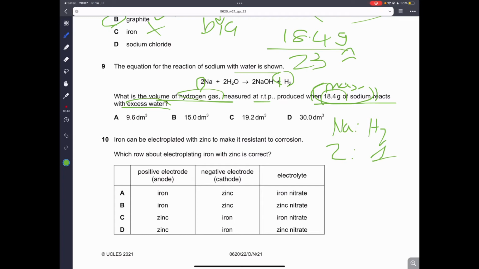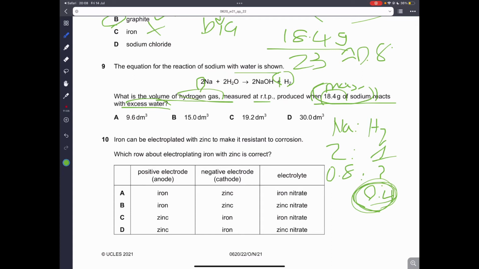So we get 0.8. Now 0.8 is to something. So basically, we just have to halve the 0.8 by 2 again, so that we will get the moles of hydrogen, which is 0.4. Now we get the moles of hydrogen, which is 0.4. So 0.4, remember, we have to multiply it with.